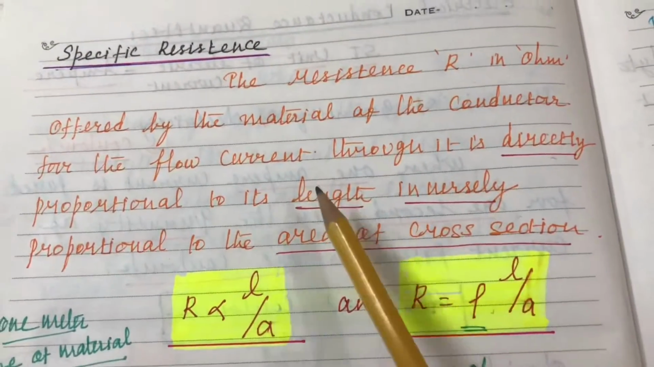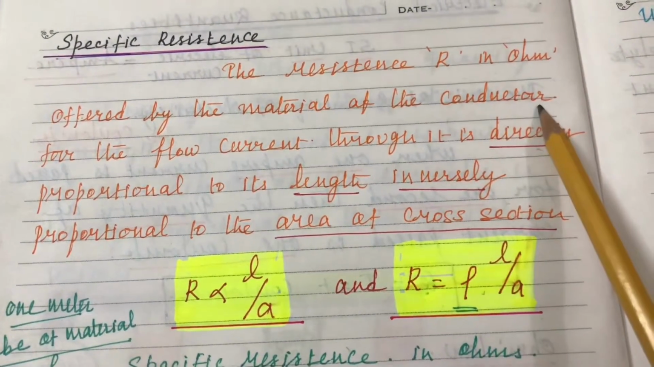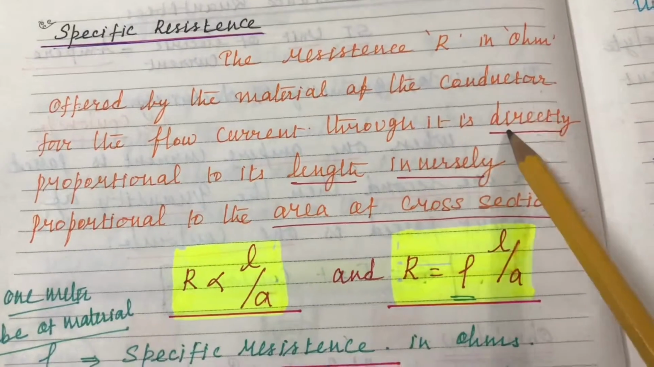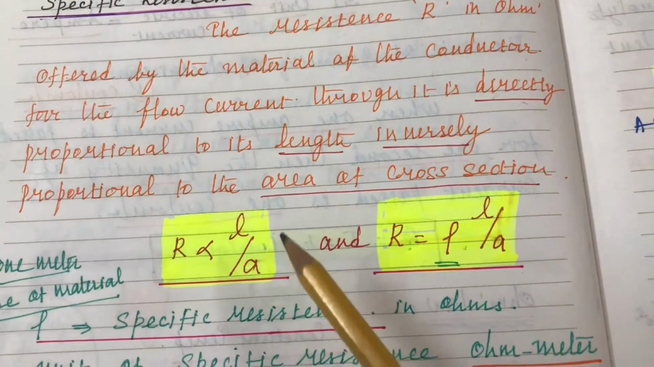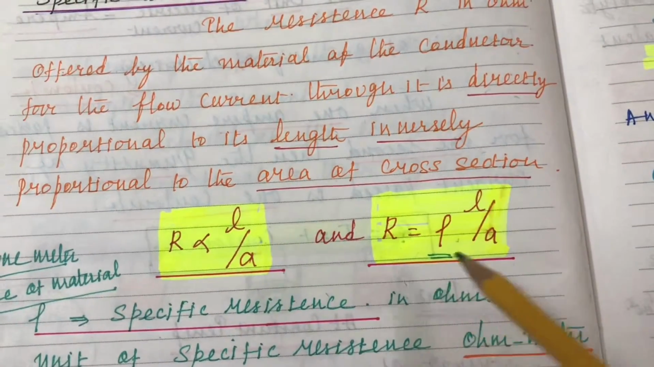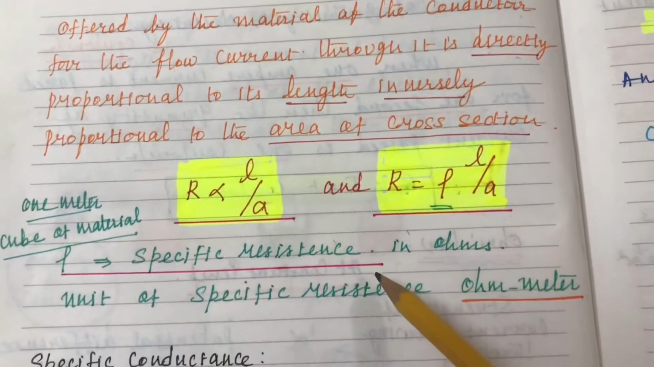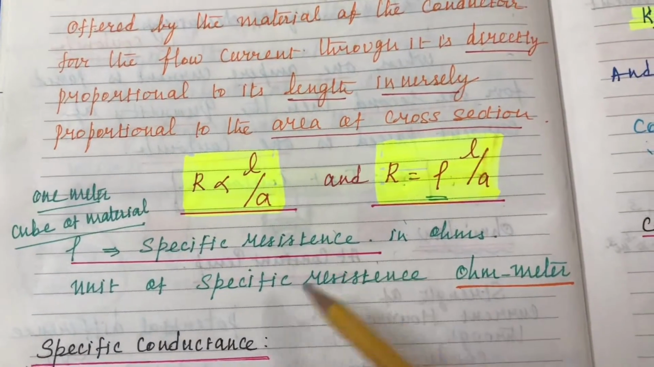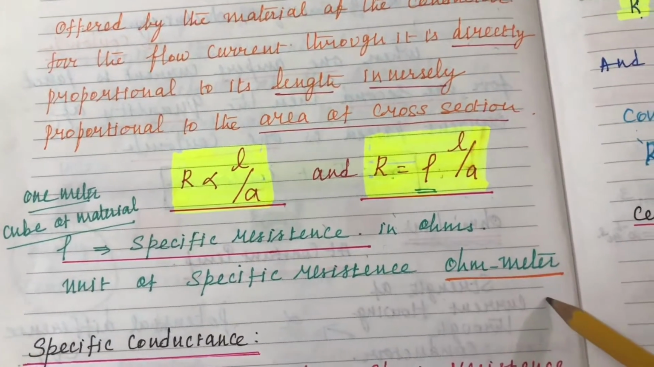So, what is specific resistance? The resistance, measured in ohm, of the material of the conductor is directly proportional to the length of the conductor and inversely proportional to the area of cross section. In this relation, the constant term is called specific resistance. The unit of specific resistance is ohm meter.